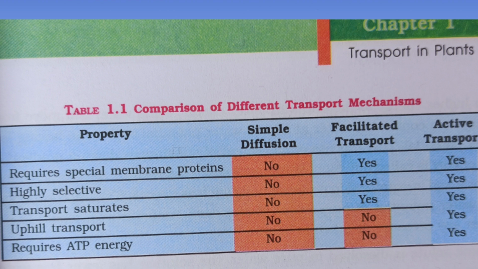And if you observe active transport, the properties are all yes. So there is a vast difference between simple diffusion and active transport. In simple diffusion it is all no, in active transport all yes, and in facilitated transport 3 are yes and 2 are no. Once again, practice this table and you will get marks.